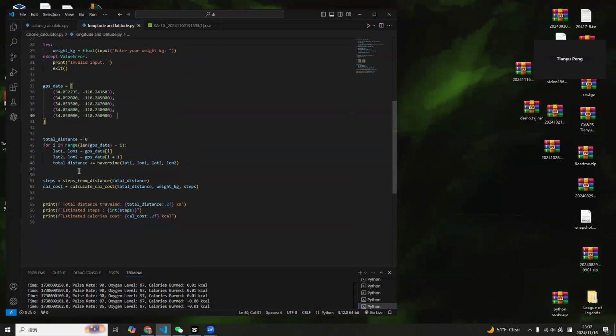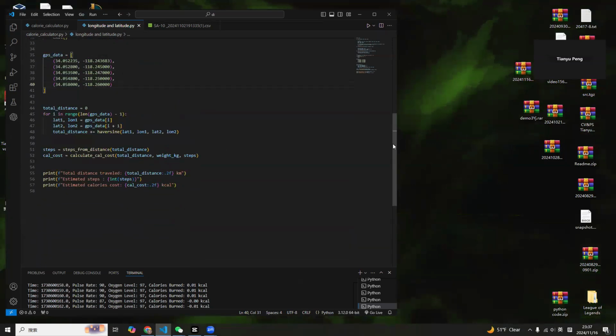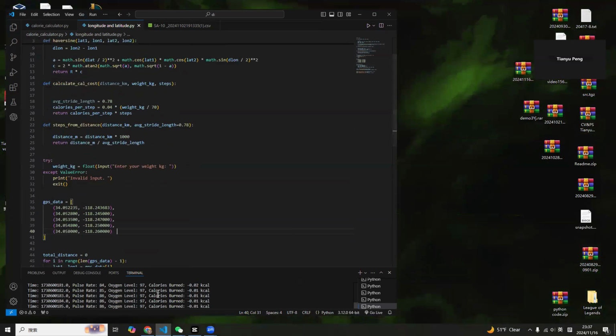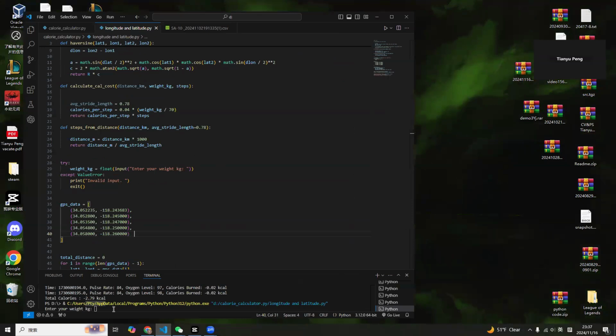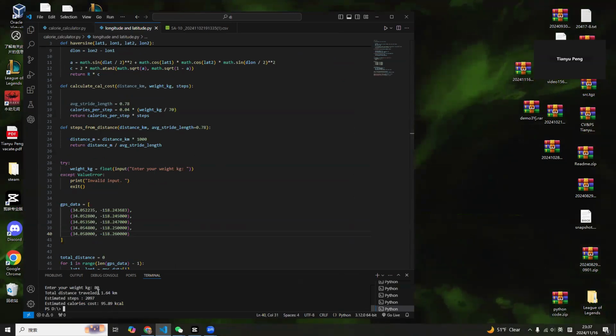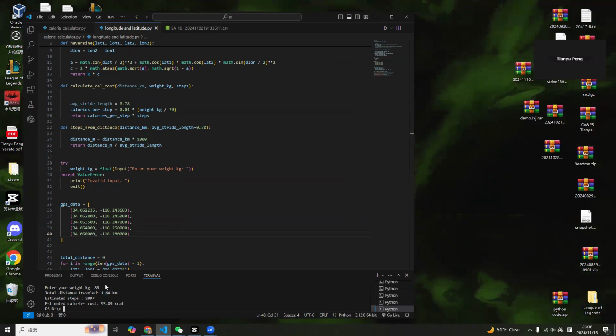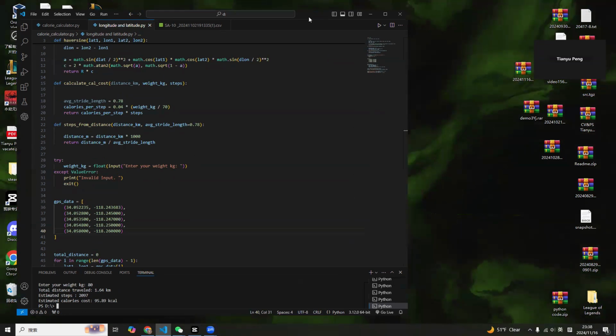And also the steps. For the output, this is the total distance based on the GPS data, and this is the calorie cost for the user on that day for the steps. This is our calorie consumption for this week.